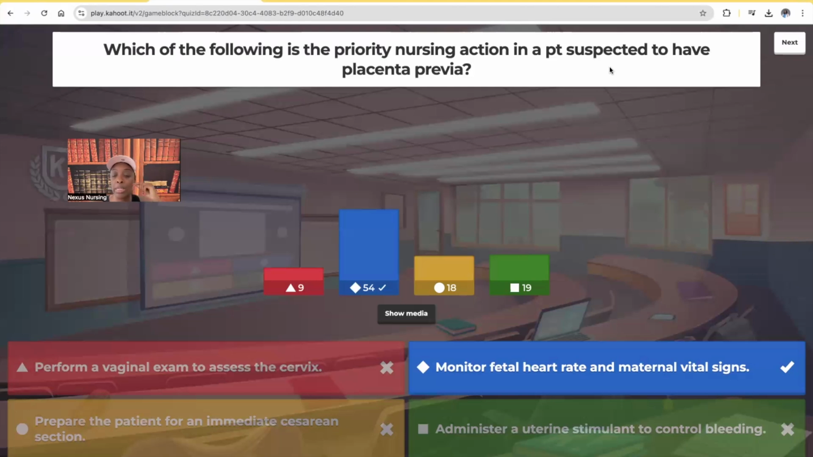Administering a uterine stimulant. Want to know what a uterine stimulant's going to do? It's going to cause contractions. Now, just imagine this placenta that has implanted on the bottom near the cervix or even covering the cervix. Do you think that it would be a good idea to go ahead and stimulate that uterus, to go ahead and promote placental abruption, detachment of that placenta from the uterus? Do you think that would be a good idea?